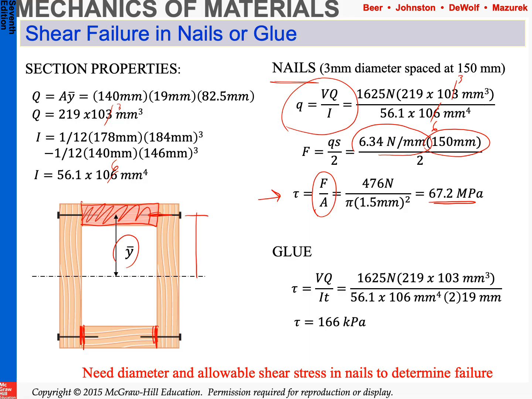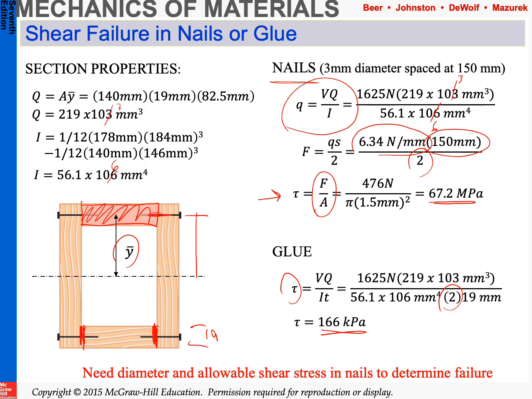But in the case of glue, that glue goes along the entire length, so shear flow is not appropriate. What we do is use shear stress directly, and the area is, again, that area that's glued. So the 19 millimeters, and then there's 2 of them. Similarly for the nails, we have 2 nails. Here we have 2 glue joints, and we find the shear stress is 166 kilopascals.